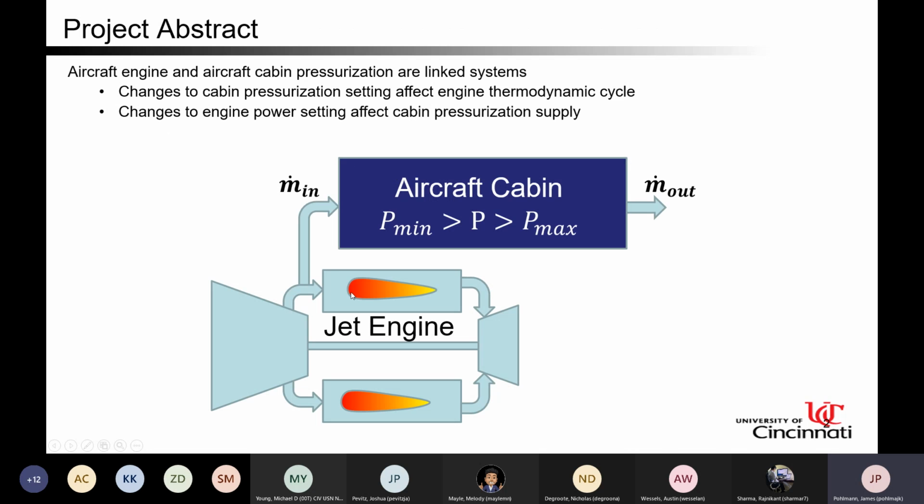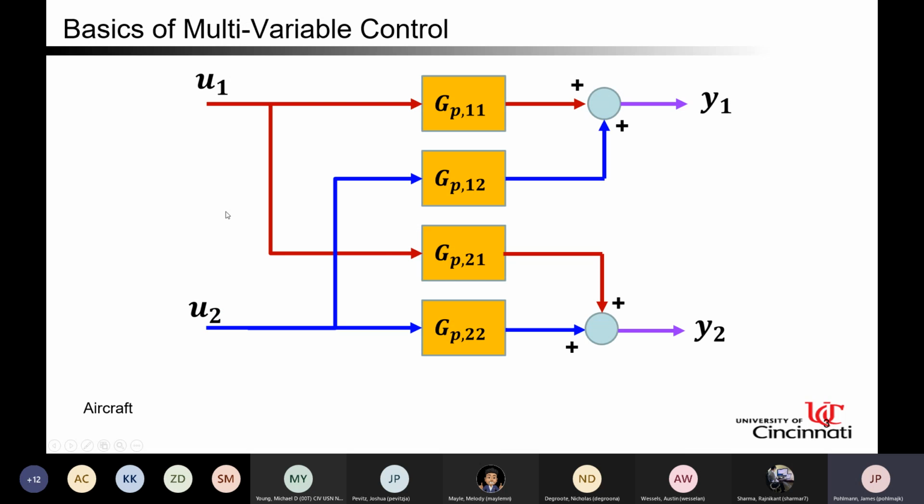So in an aircraft, compressed air to pressurize the cabin is provided by the jet engine, which in turn also produces thrust. These two systems are coupled such that the more air that the aircraft cabin draws is less air for the jet engine to use, and the faster the jet engine spins, the more compressed air that it provides. So power setting and aircraft cabin pressurization setting are coupled in that manner.